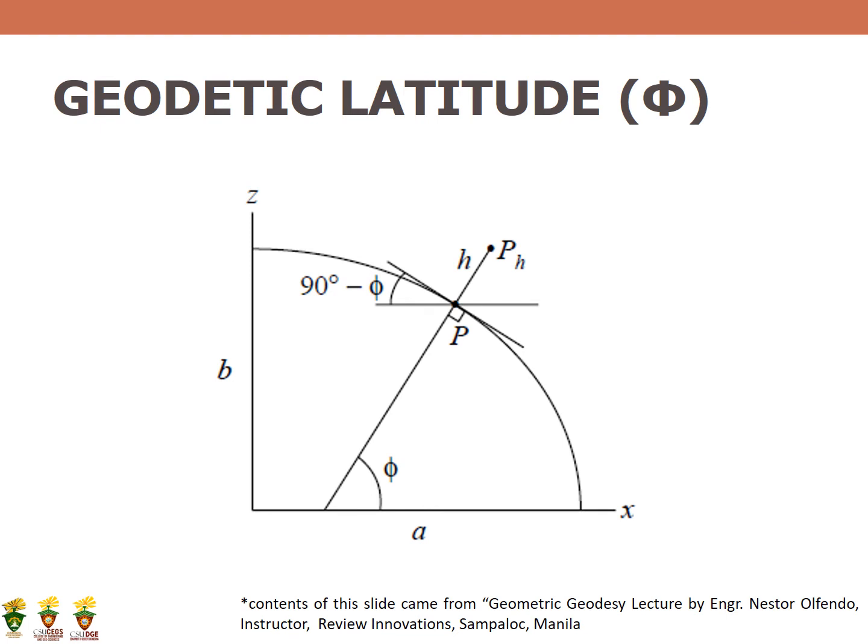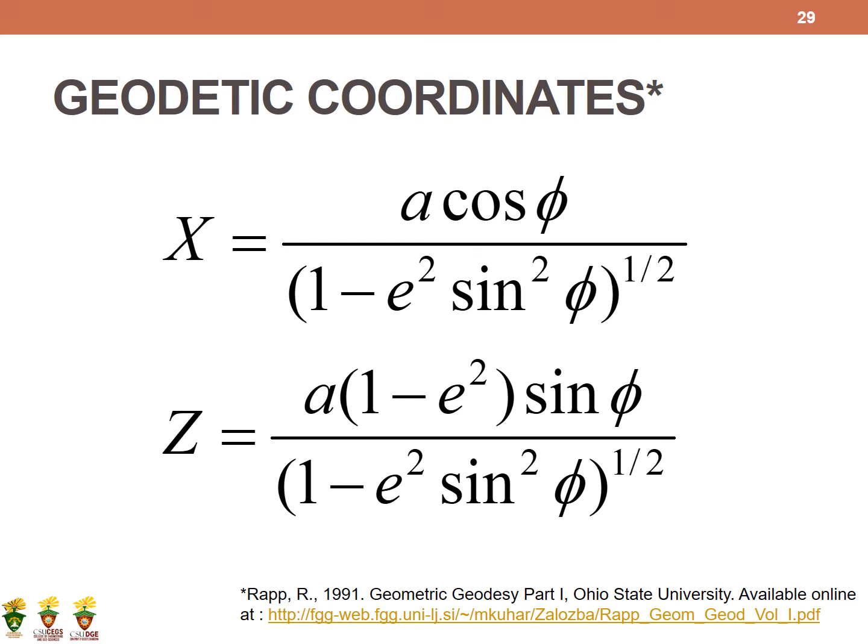So to get the formula for the prime vertical radius, let's recall this illustration from our previous discussion from part 1. So we have here the geodetic latitude, and this is for the point or the location where you are standing. So we discussed that in our previous presentation. And we have these geodetic coordinates. So let's go back: x is equal to a cosine theta all over 1 minus e squared sine squared theta raised to the power of 1/2.